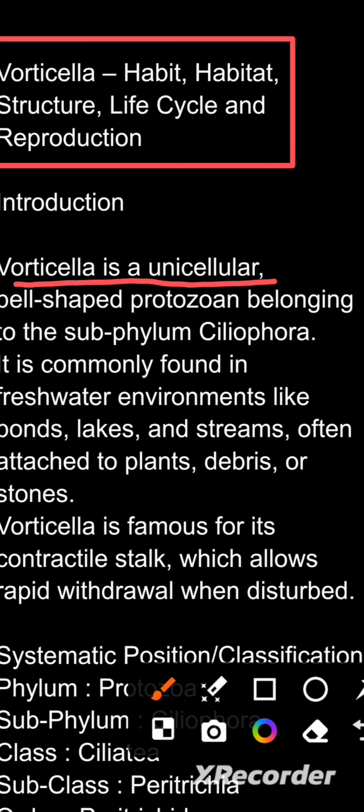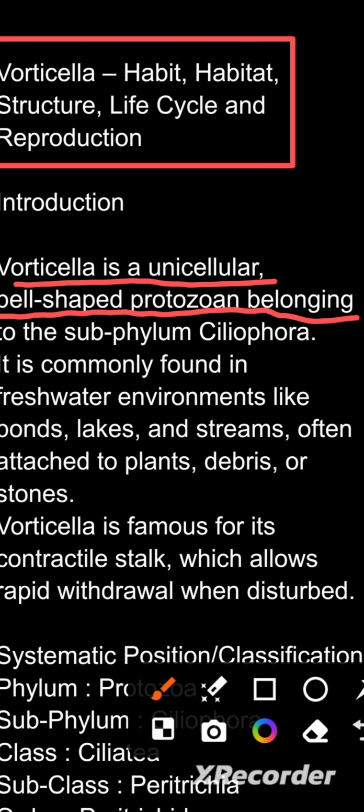Vorticella is a unicellular, bell-shaped protozoan belonging to the subphylum Ciliophora. It is commonly found in freshwater environments like ponds, lakes, and streams, often attached to plants, debris, or stones.